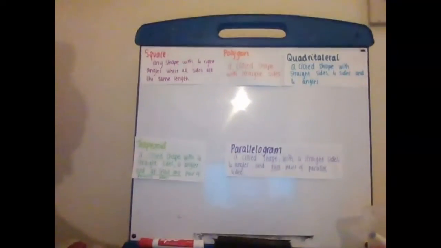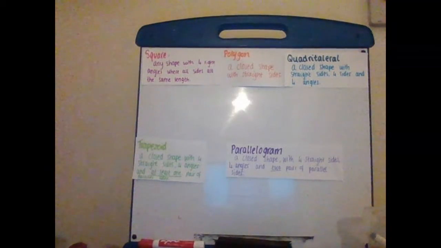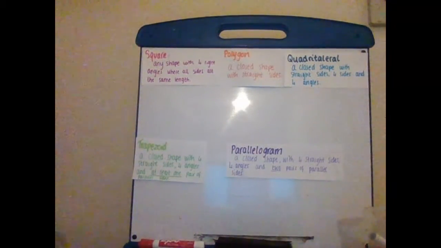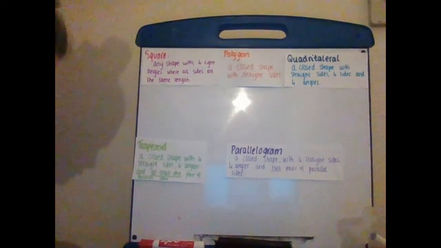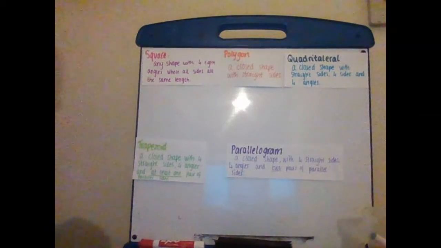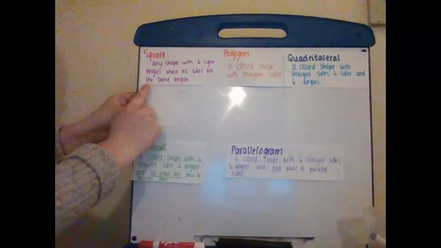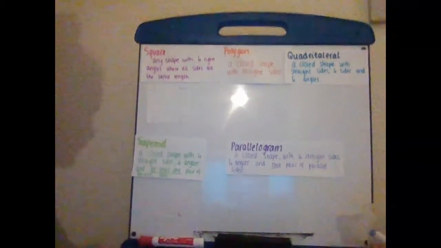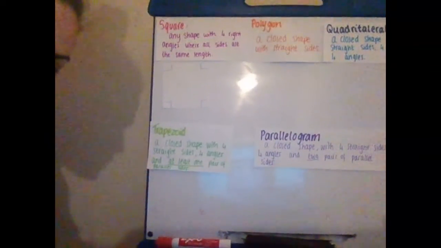Let me remind you of the attributes that we're talking about. We have a square, and I know we have a square, so I'm going to put it right on there. A square is any shape with 4 right angles. I'm going to draw the 4 right angles on here: 1, 2, 3, 4 right angles. And all the sides are the same length. This right up here is a square. Any shape with 4 right angles. Let me bring it a little closer.